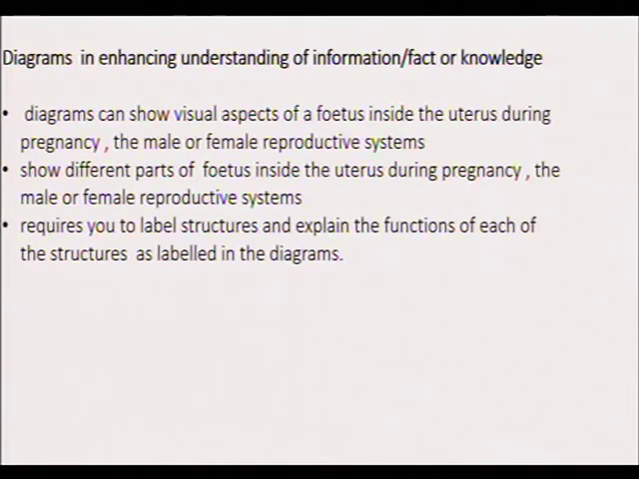For example, it can be a diagram on the visual aspect of a fetus inside the uterus during pregnancy, or it can be a diagram showing the male and female reproductive system. These diagrams can show different parts of the fetus inside the uterus, and it can require you to label structures and explain the function of each structure as labeled in the diagrams. I will show you in the example just now.